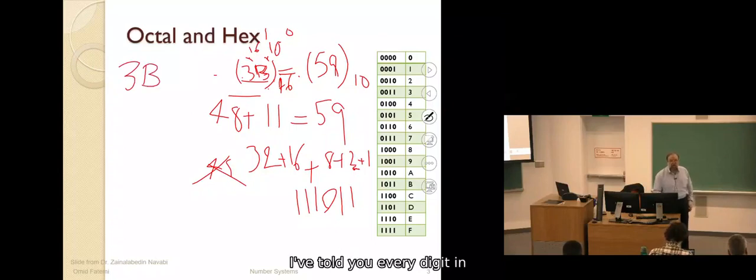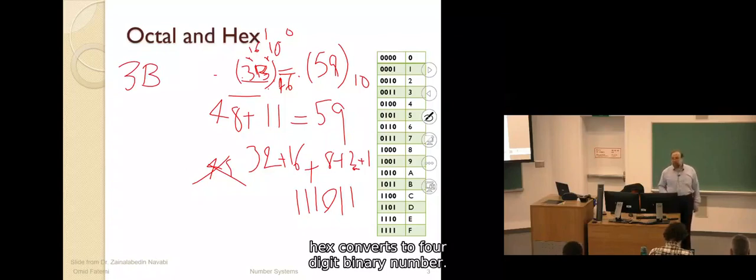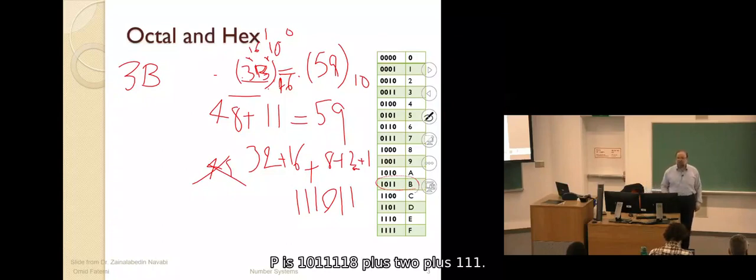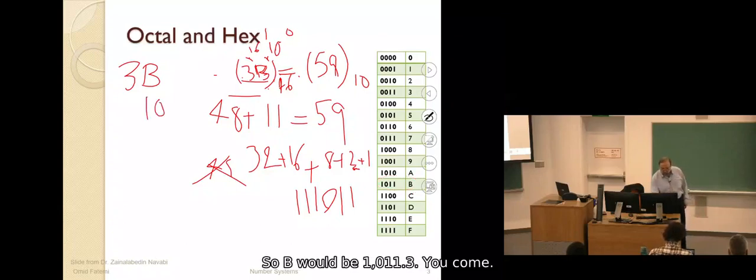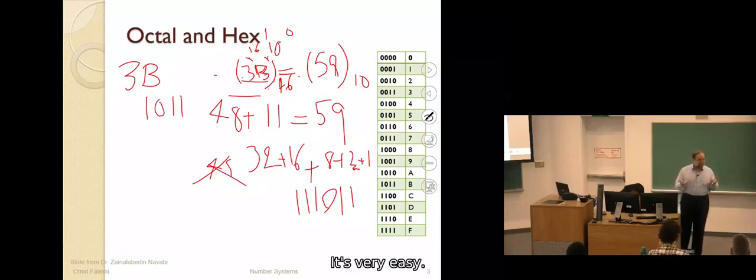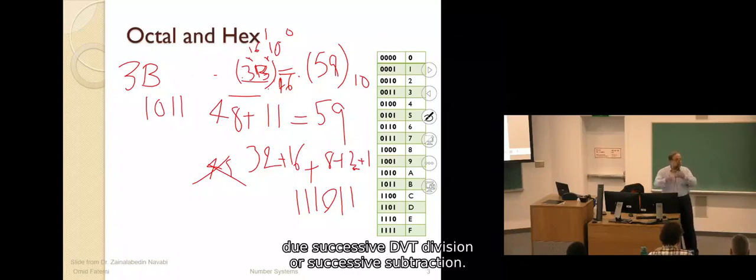I've told you every digit in hex converts to a 4-digit binary number. B is 11 in decimal. If you look here, I've written B as 1011: 8 plus 2 plus 1 is 11. So B would be 1011. And 3, so each digit can be converted separately. It's very easy. It's not like decimal, where you have to do successive division or successive subtraction.